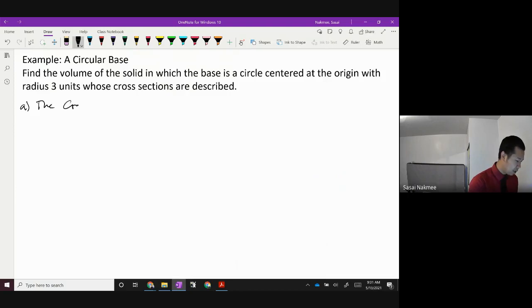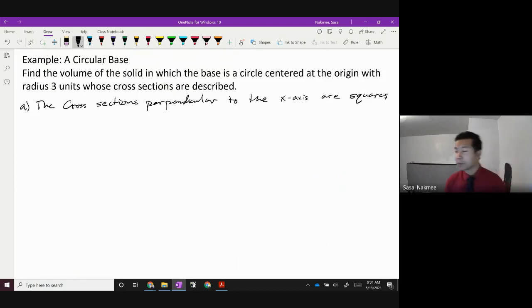The cross sections are perpendicular to the x-axis. Let's say they're just squares, just to keep it easy for today. Let's say they are squares.